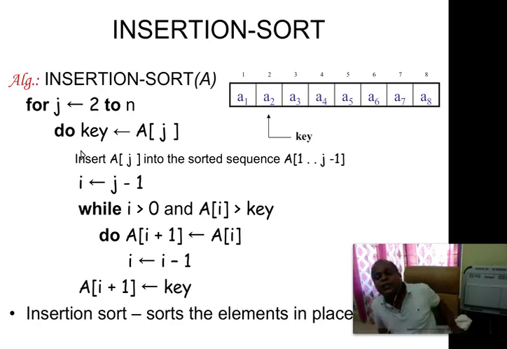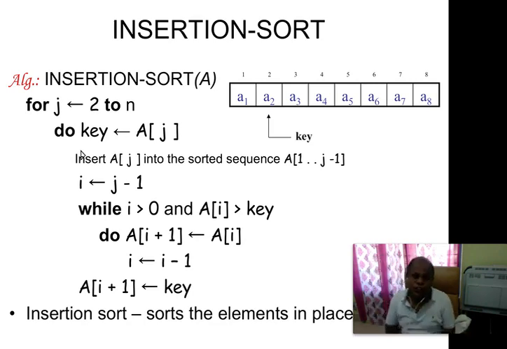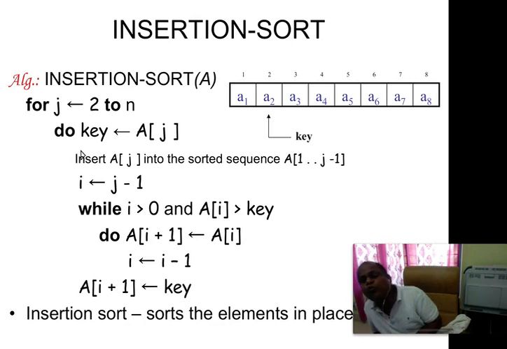Now you see insertion sort. How is it happening? In insertion sort, the first sub-array consisting of the first one element is by default sorted. Hence, the sorting will start from considering the second element onwards, second element up to the nth element. Hence, in this insertion sort, for j is equal to 2 to n. Why are we writing j is equal to 2 to n?